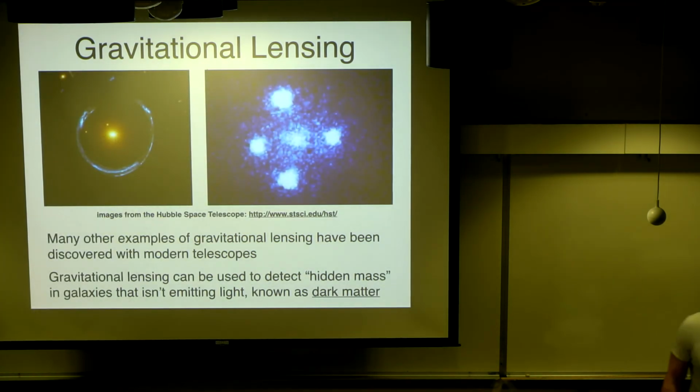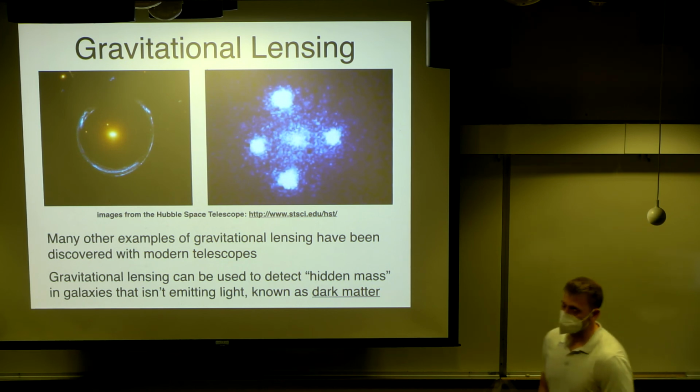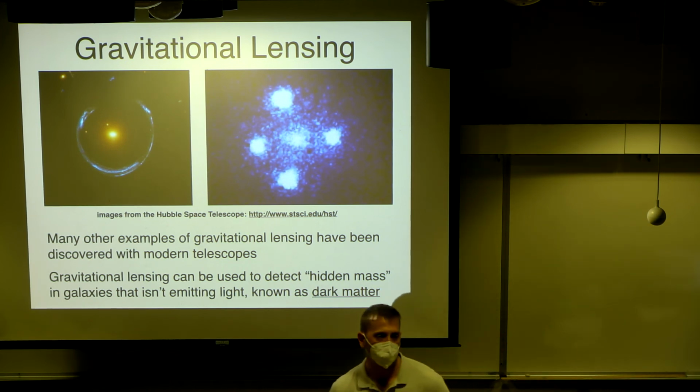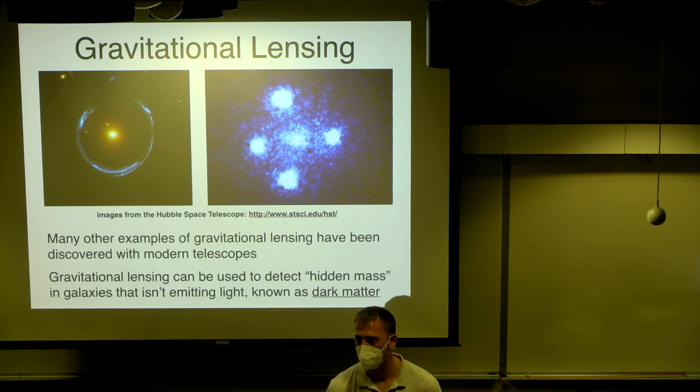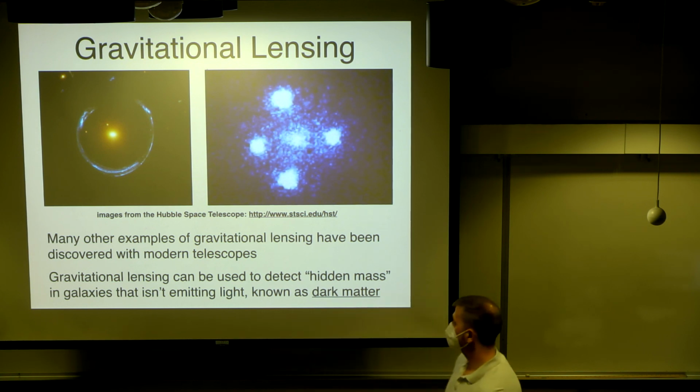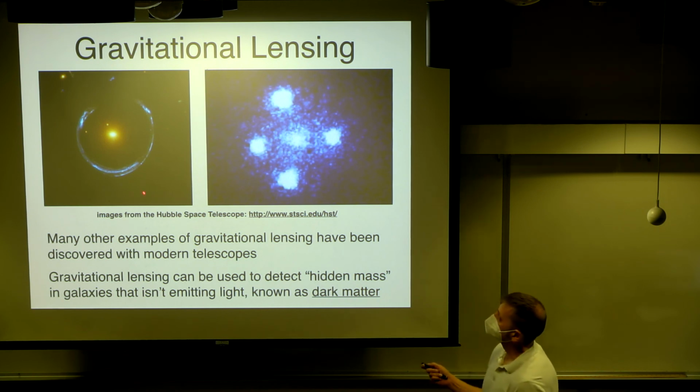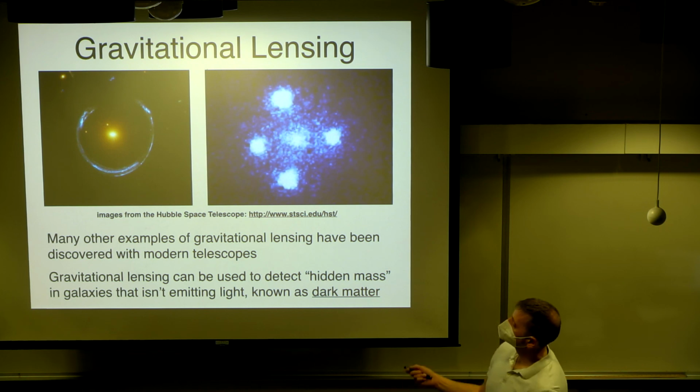So I'll show you some pictures of other examples of gravitational lensing. Looks kind of cool, actually. Much like a lens that you use in your glasses or whatever, it distorts light in some way. So in these two examples, we have a galaxy whose light is being bent by another galaxy.